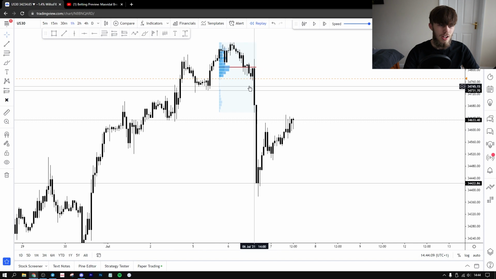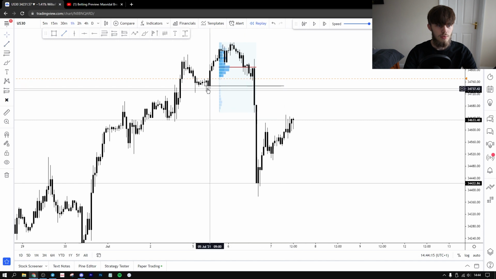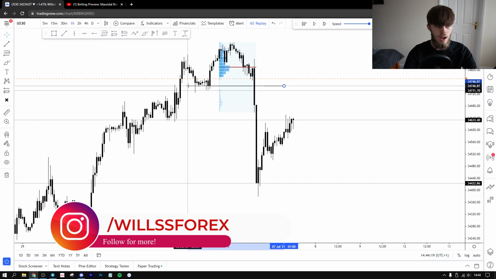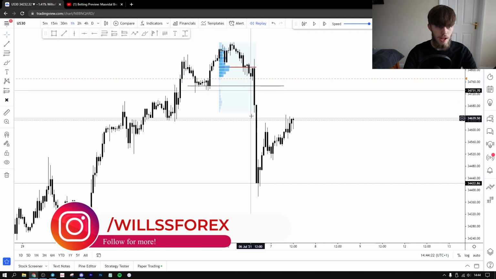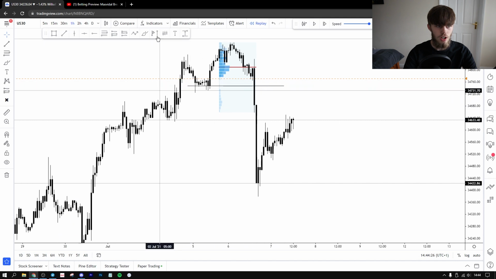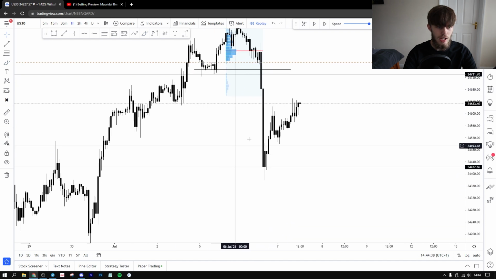Pretty simple. We broke out of this area here, so we had a nice break of structure. This was our last point of structure, so the lower high was formed here, and then we broke out of that. You could have looked for a retest up here to the structure, like this sort of formation happening, but we didn't get that. Price just continued dropping down, so we got an entry here. After we broke this structure, we knew that we were going to continue down.